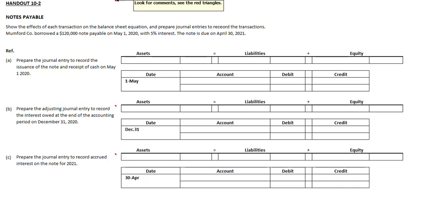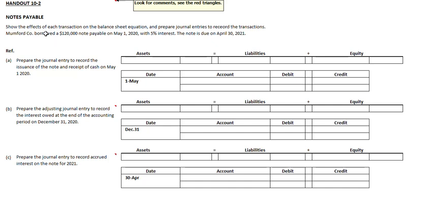In this video, we walk through Handout 10-2, which requires us to record journal entries for a basic note payable transaction. We're going to record the initial borrowing, we're going to record accrued interest at year end, and then accrued interest and the payment of interest at the maturity of the note.